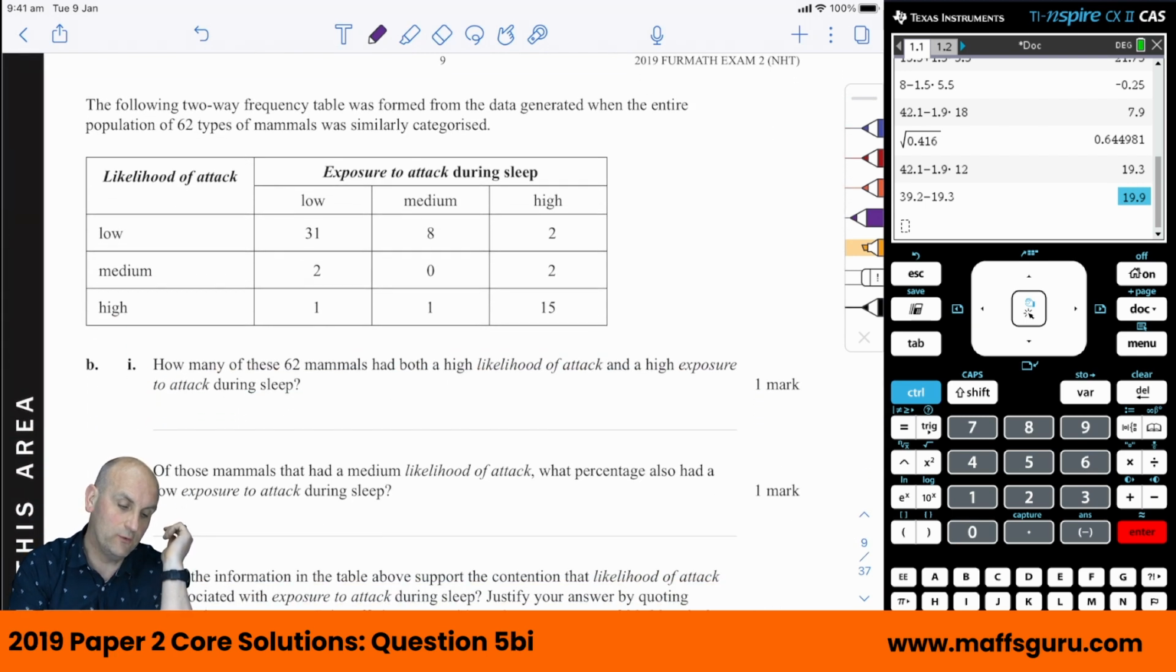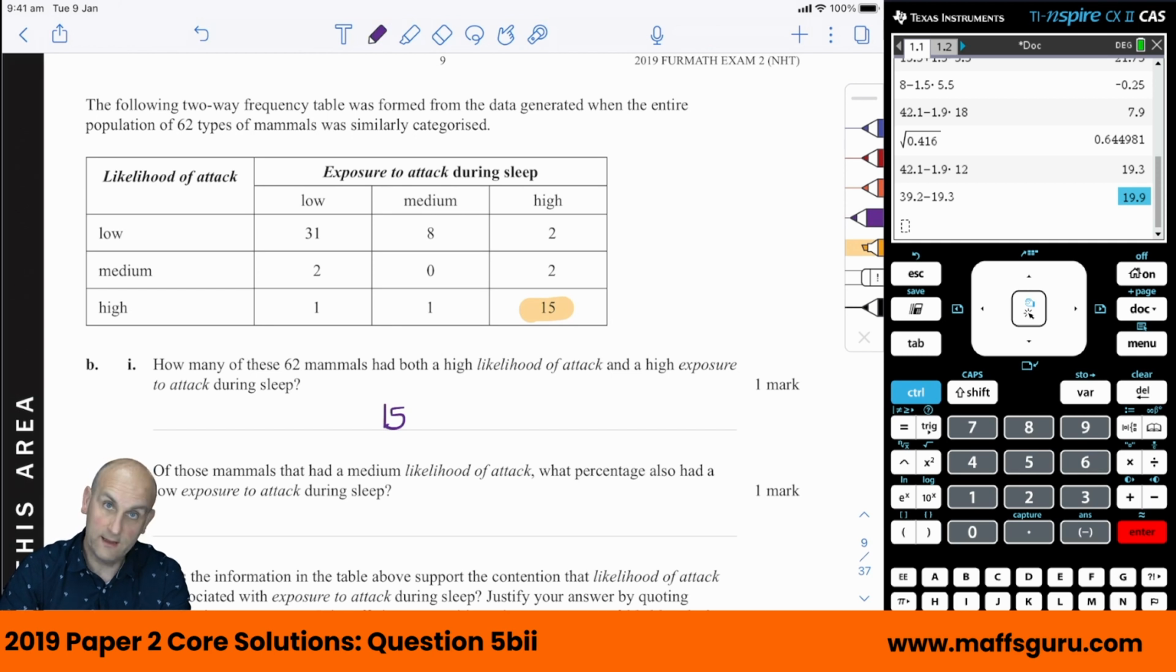The following two-way table was formed from the data generated when the entire population of 62 mammals was similarly categorized. How many of these 62 mammals had both a high likelihood of attack and a high exposure? So what was it, high and high? The answer should just be 15. And I am keeping checking my answers.